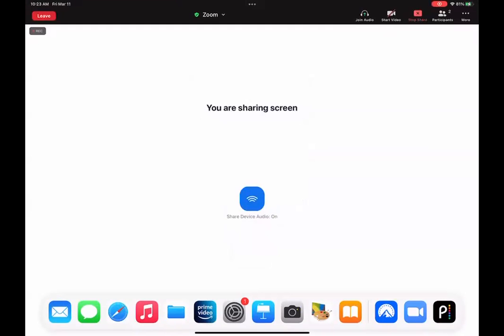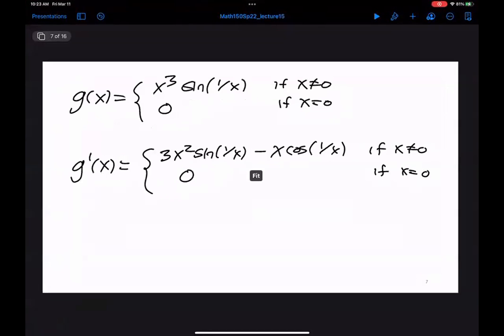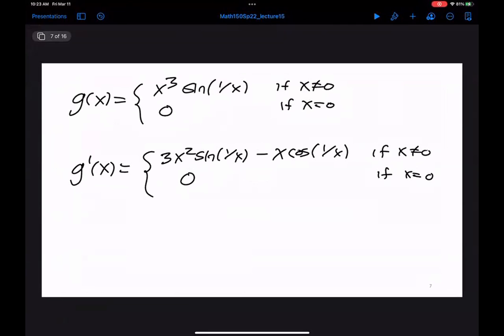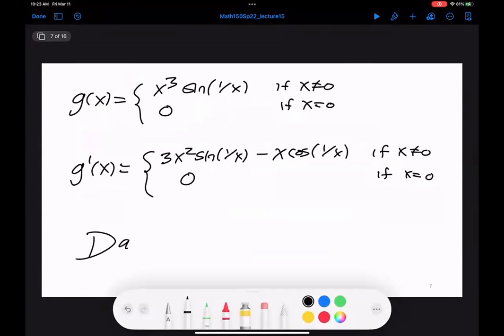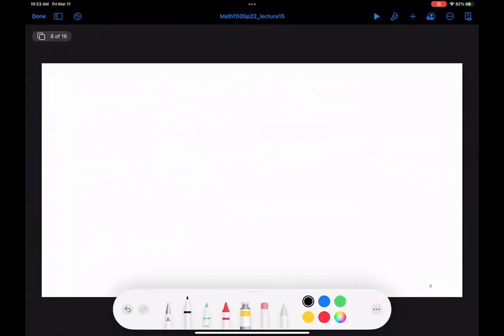I'm going to go back down here and share this one. Okay. So this was to just give us a little bit of a warning of what can go on. And so this is the danger. So you can have situations like this where you have many zeros. Okay. So now let's go on to several variables.